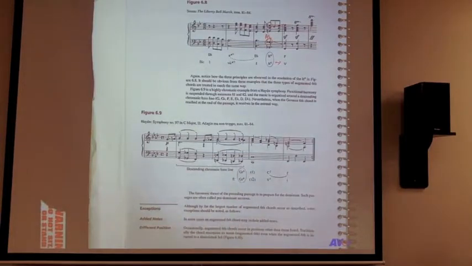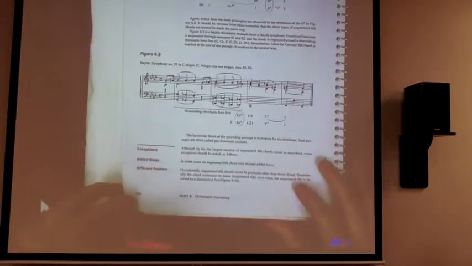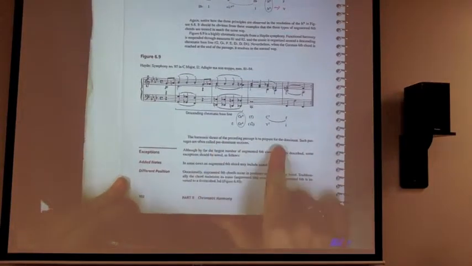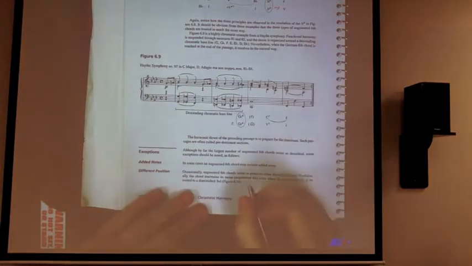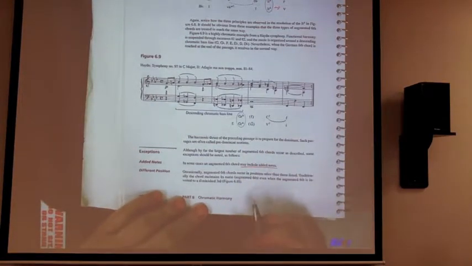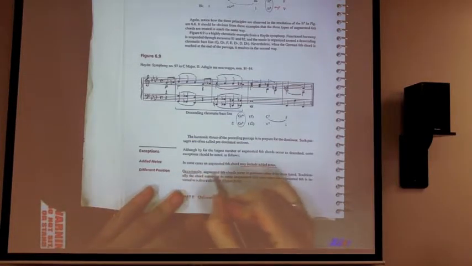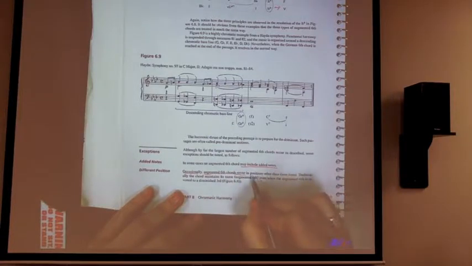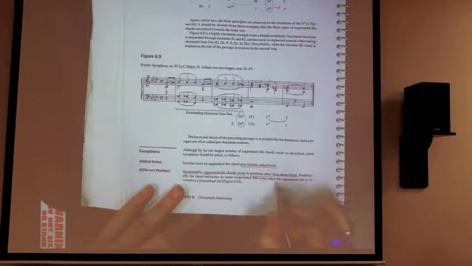So now they're going to show you some examples. So here are some exceptions. Actually, let's go over this first. Just remember there are a couple of exceptions. In some cases, an augmented sixth chord may include added notes. Okay? Just be aware. And occasionally, augmented sixth chords occur in positions other than those listed. Traditionally, the chord maintains its name, even when the augmented sixth is inverted to a diminished third.